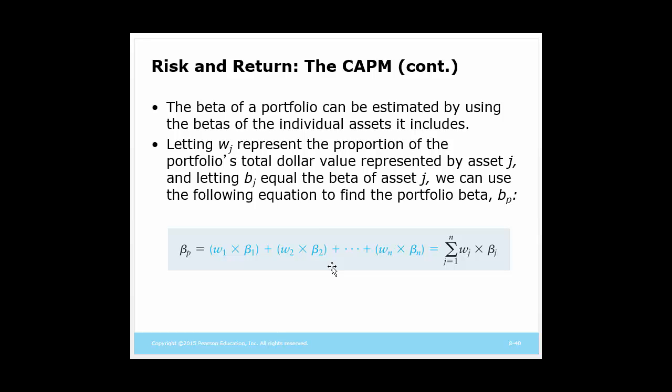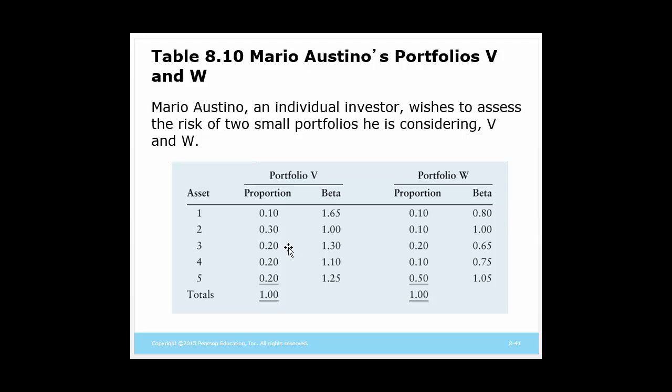So now that we know what the betas are, how do we use that? The first thing we can calculate is the beta of the portfolio. And the beta of the portfolio is just the weighted average of the betas of the individual assets within the portfolio. So here we have two portfolios, and here's our investment. I have 10% in asset 1, 30% in 2, and 20% each in 3, 4, and 5. So I have all of my money invested, 1.0, and here are the betas of portfolio V.